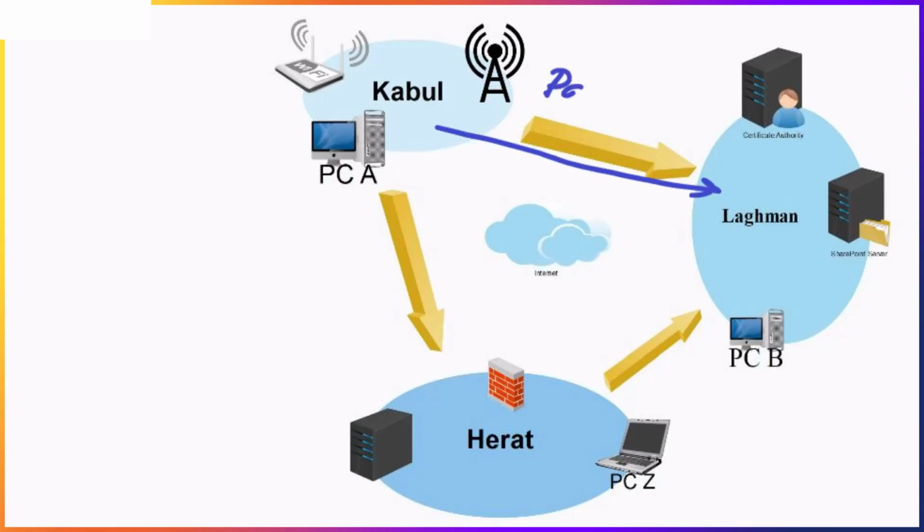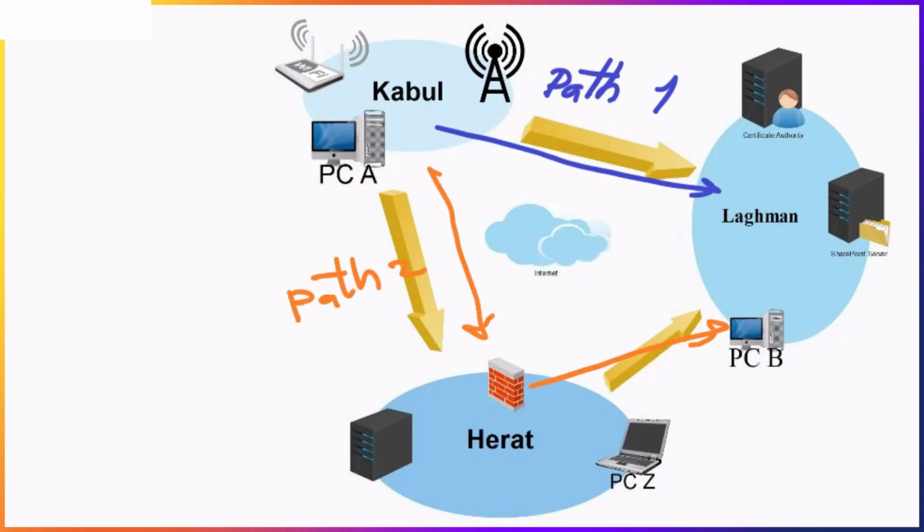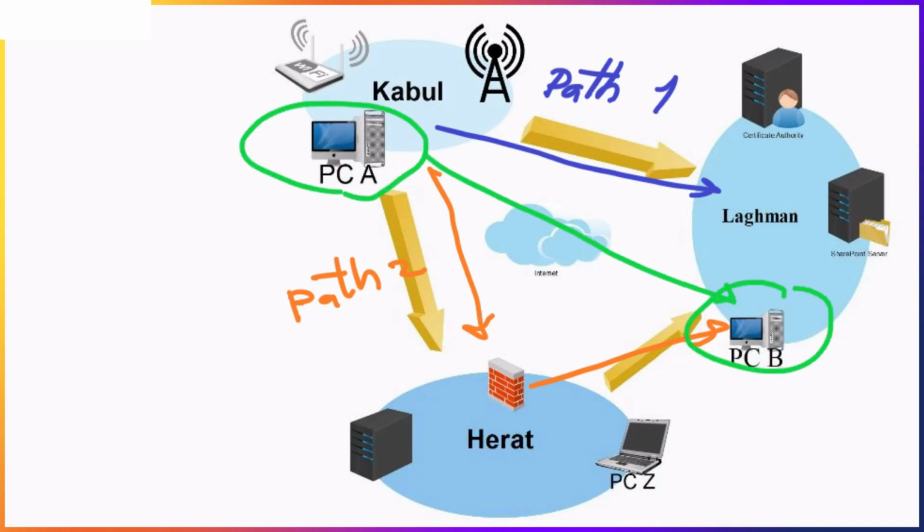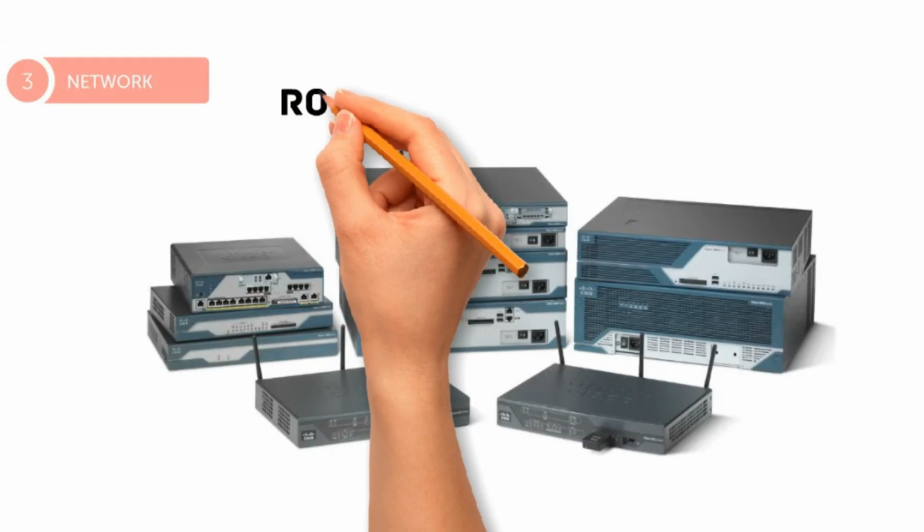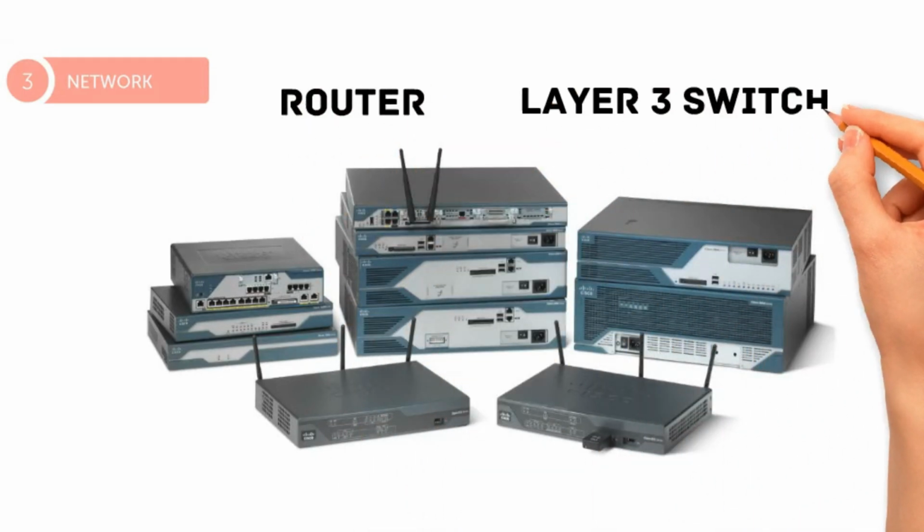For example, in this network infrastructure, we have 2 paths to the destination. Now, if node A would like to send data to node B on another network, first it selects the shortest and best path to reach the destination faster. Routers and layer 3 switches belong to the network layer.